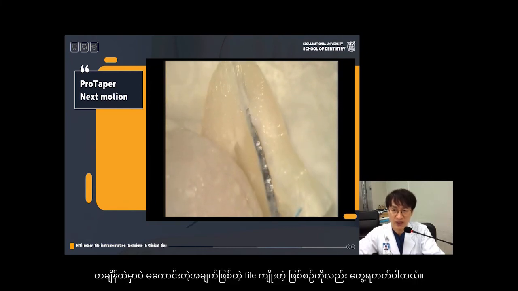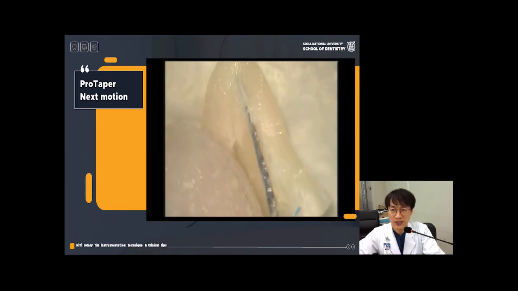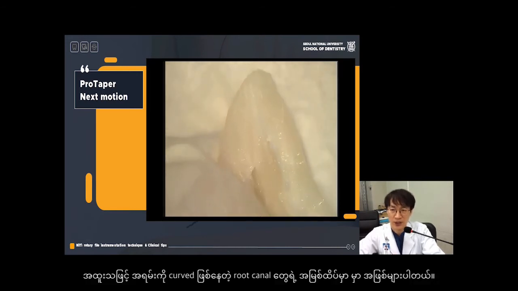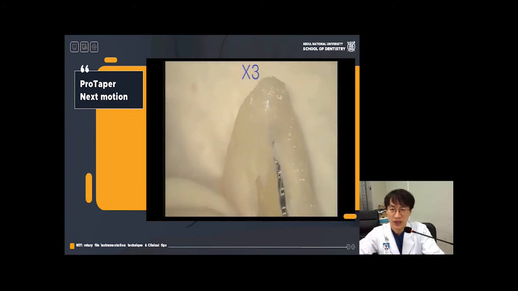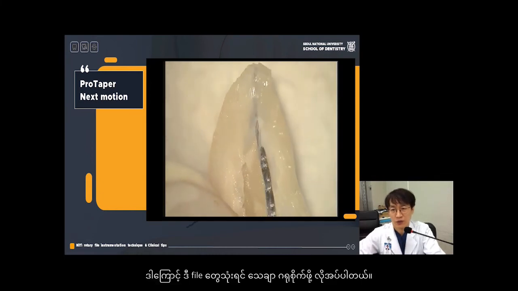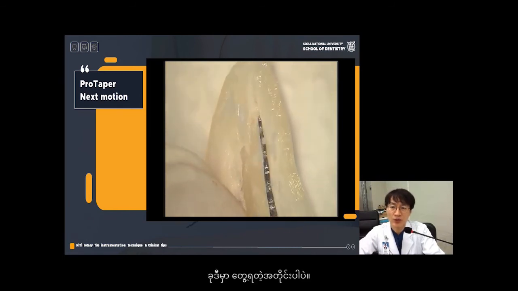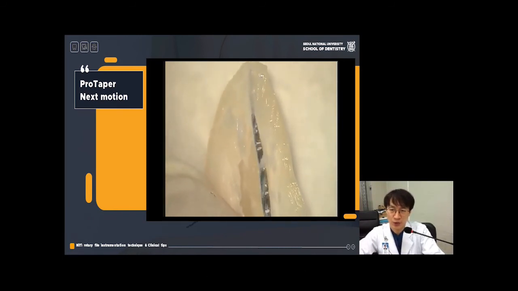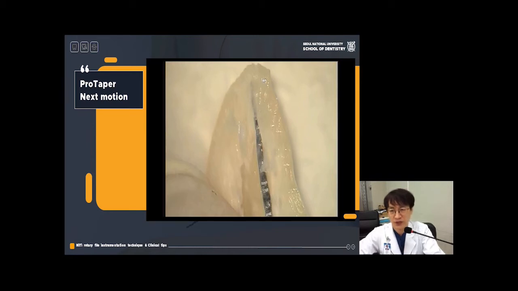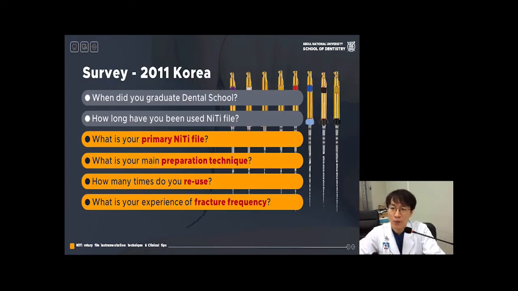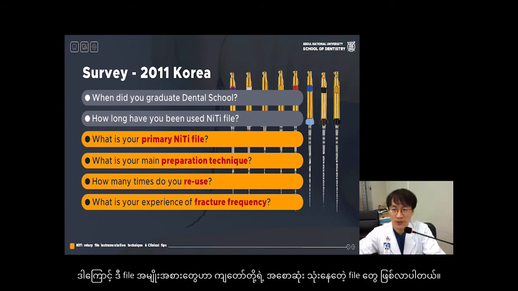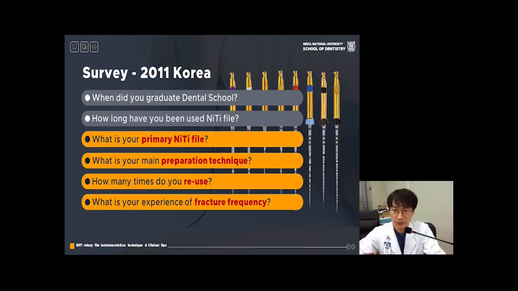But at the same time, it has a disadvantage: it can separate inside the root canal, especially when there is a severe curvature at the apical area. So you should be very careful, and you're going to get stress when you use this type of file. But once again, as you can see here, it shows a really good, efficient shape. So that's going to be our primary nickel titanium file, but it was also, like I told you, 10 years ago.